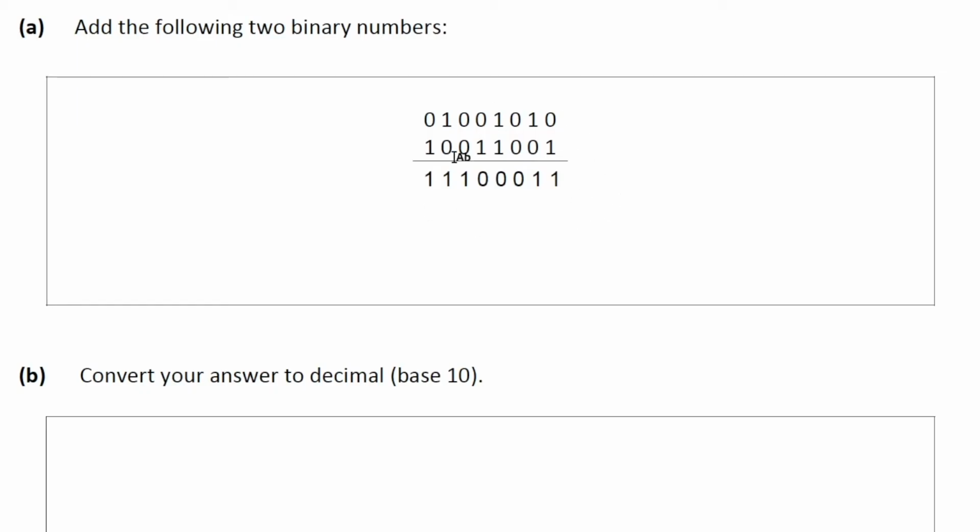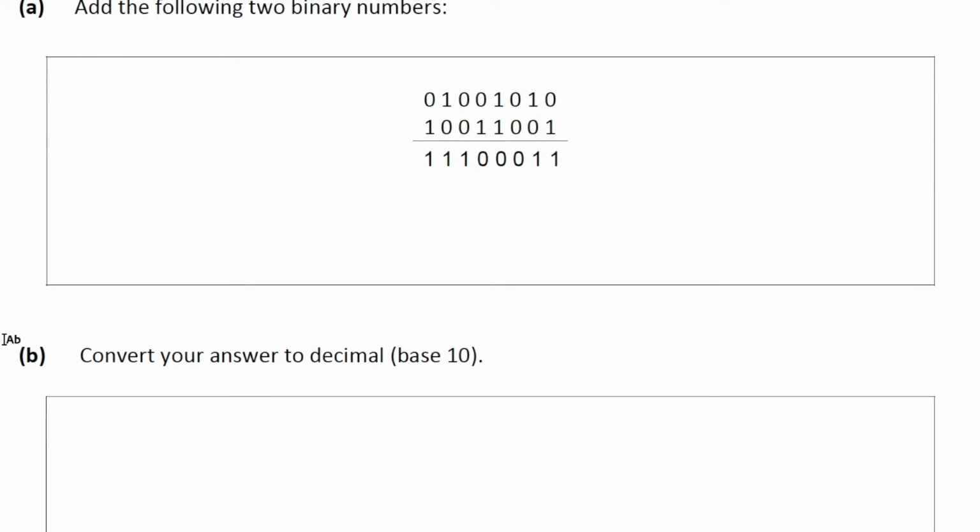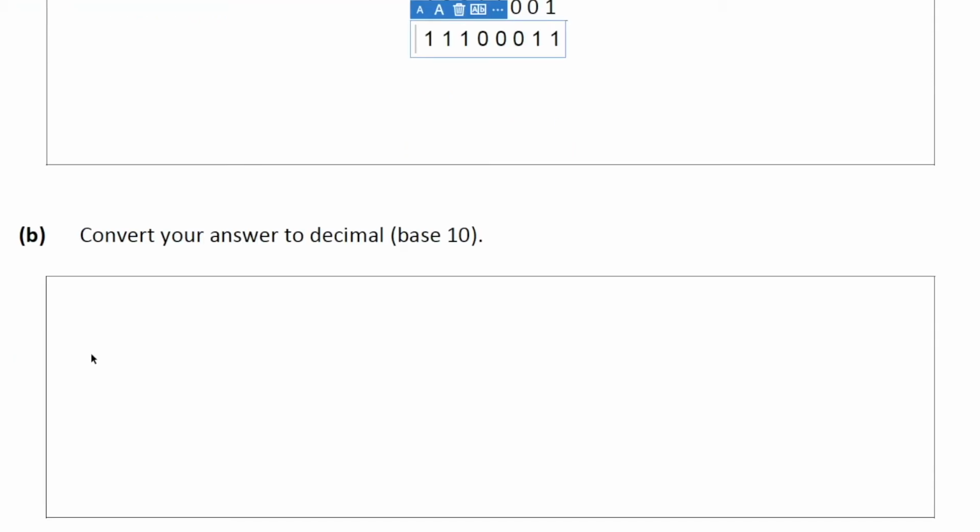So now that we've got our binary number filled in for question 2 part A, in the next part of the question, the B part, we need to convert our binary number that we calculated into the base 10 system. So the number system that we all know and use in maths. So let's jump back to our blackboard where we can talk through the answer.